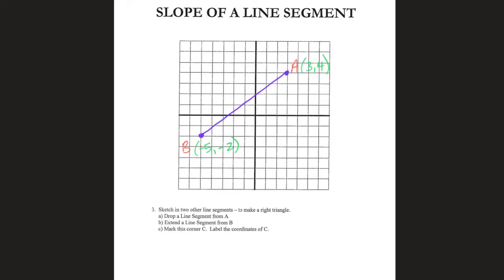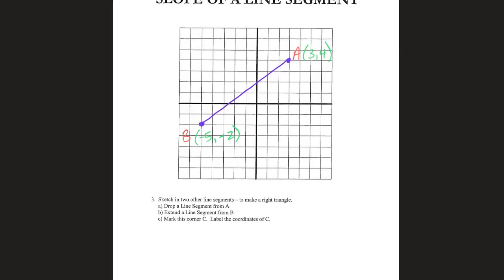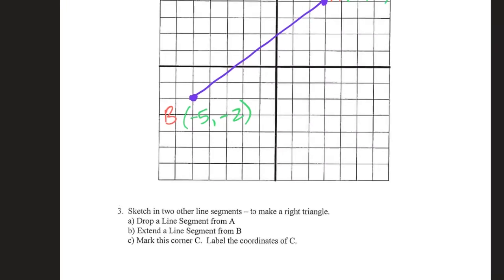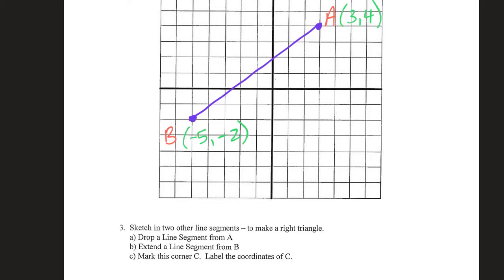Okay, so now we come down to instruction 3. Instruction 3 asks us to sketch in 2 other line segments to make a right triangle. Now there's some specific instructions to this, so I'm just going to blow that up. We've all got our picture there, so we don't have to worry so much about the picture. Step A asks me to drop a line from point A. So let's walk through this one together.